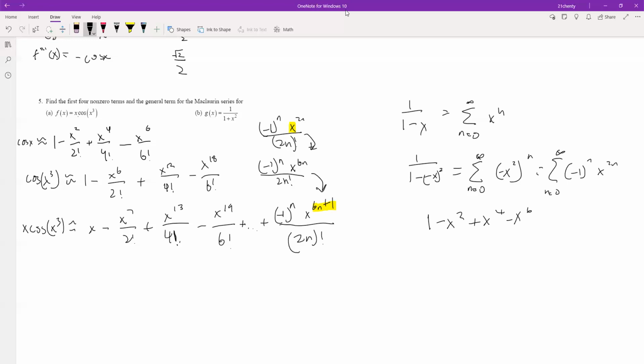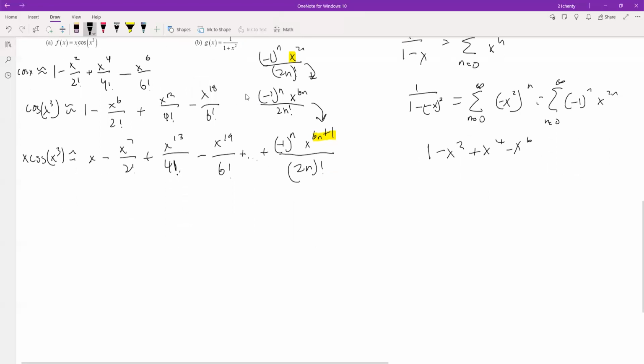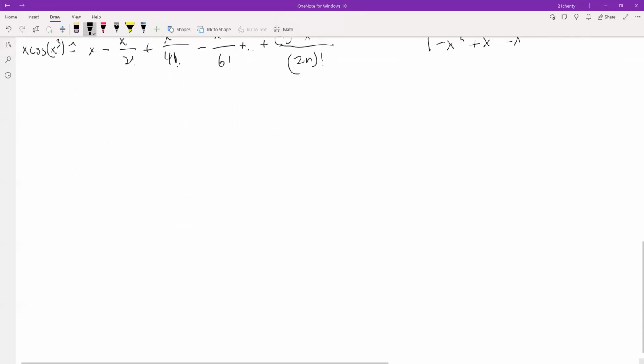So we can see in part A, I looked at the first four terms and then I constructed the general term, and then in part B I constructed the general term and then I used that to create the first four terms. So either way works. It's just personal preference of which one you do. So that was number 5. Now number 6.